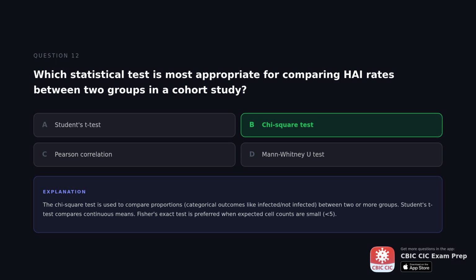The correct answer is chi-square test. The chi-square test is used to compare proportions, categorical outcomes like infected or not infected, between two or more groups. Student's t-test compares continuous means. Fisher's exact test is preferred when expected cell counts are small, less than 5.